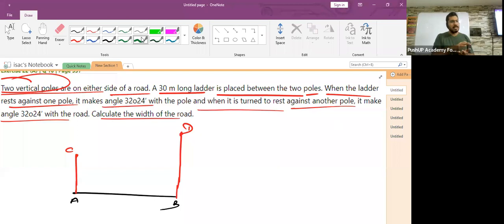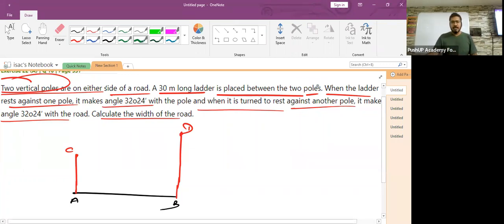When the ladder rests against one pole, it makes an angle of 32 degree and 24 minutes with the pole. And when it is turned to rest against another pole, it makes an angle 32 degree and 24 minutes with the road. Calculate the width of the road. All right. It seems to be a little confusing, children. But once you draw the figure, your confusions will be removed.